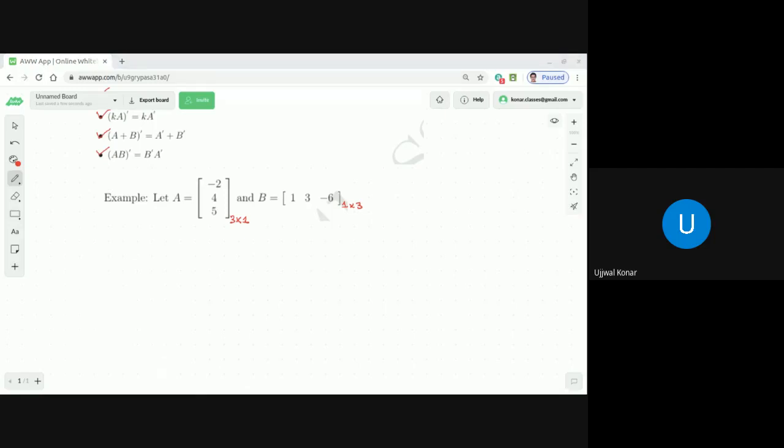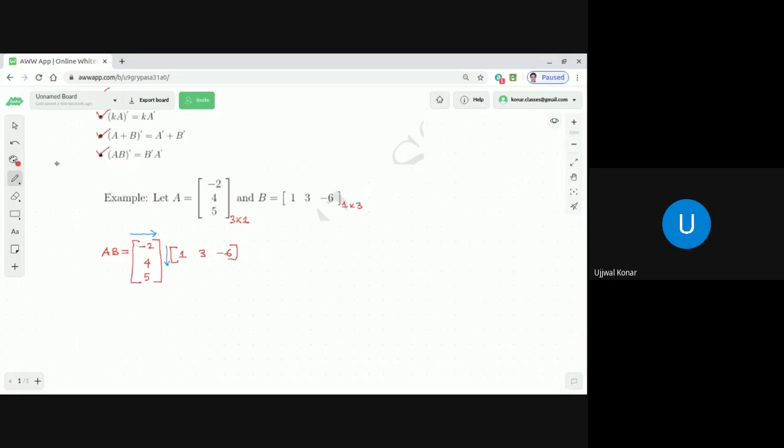So first, dear students, we are going to find the value of AB. Let me write it down. A is -2, 4, and 5. You can also do it along with me. You can open your notebook and do the way I am doing. And the second matrix B is 1, 3, -6. Now, if you recall the way I explained matrix multiplication the other day, I'll go along the matrix A row wise and come down the matrix B column wise. So how are we going to get this matrix multiplication?